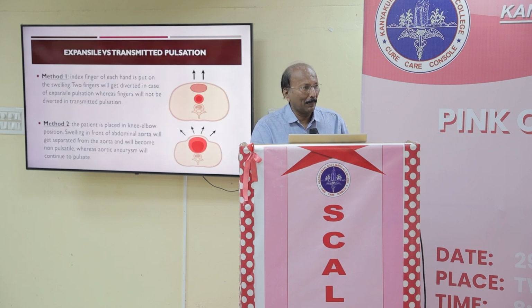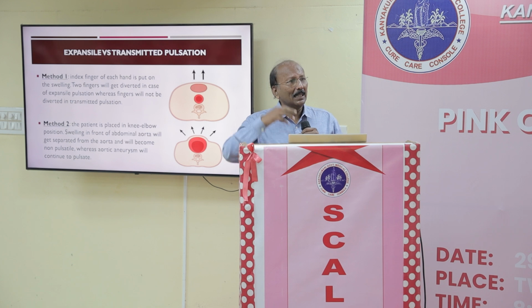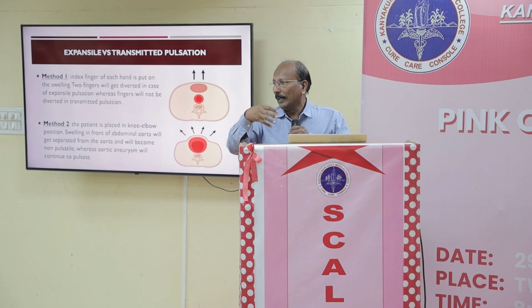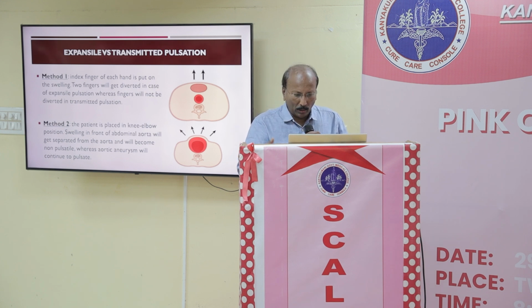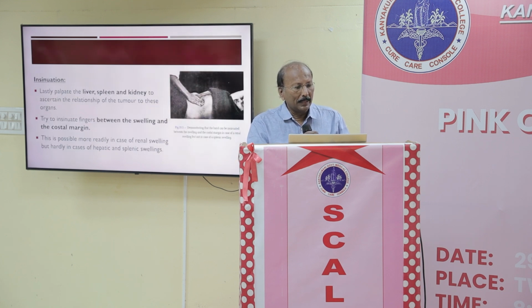Then this is the expansile pulsation. You took the diagram, the transmitted pulsation and expansile pulsation. This is expansile pulsation. The pathology is in the vessel, the aorta. The other one is a transmitted pulsation. It transmits the pulsation, right? So if there is a swelling in front of, anterior to the distended aorta or something like that, it will expand, right?